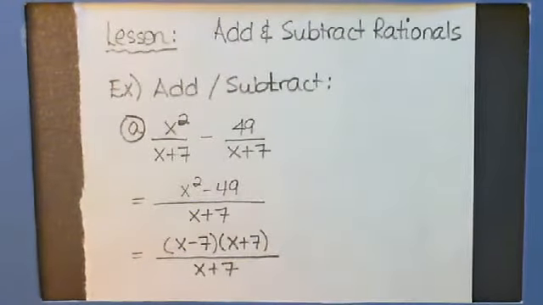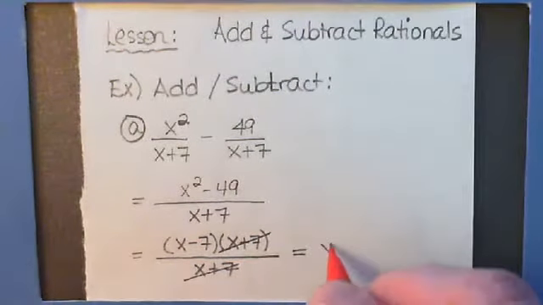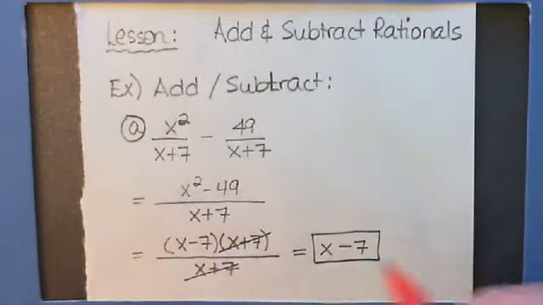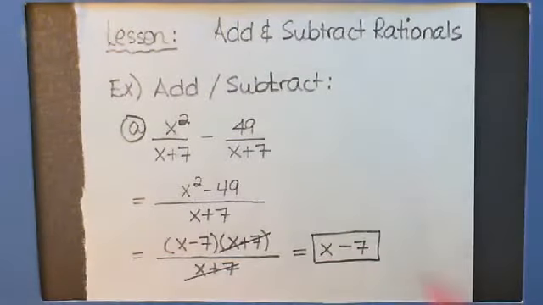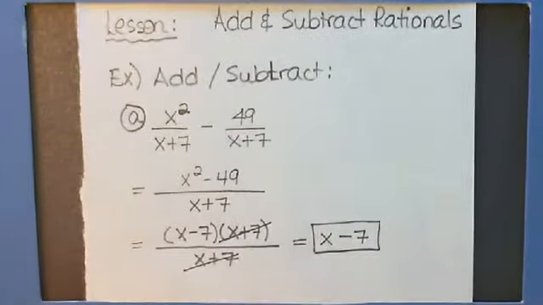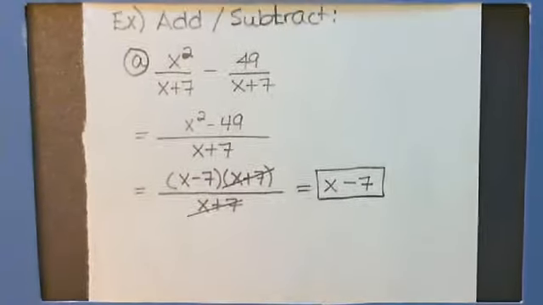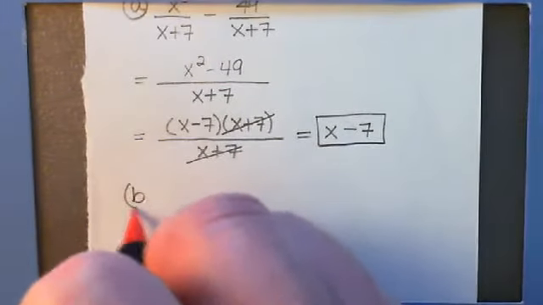Once you have factored, you look for things to cancel. And we notice that x plus 7 can cancel with x plus 7. And that means my result is x minus 7. Okay? So I have done the operation here, which is the subtraction, and my answer is x minus 7. And we love problems like this because the denominators are the same. Okay, so let's look at another example which will be similar, where the denominators are the same.